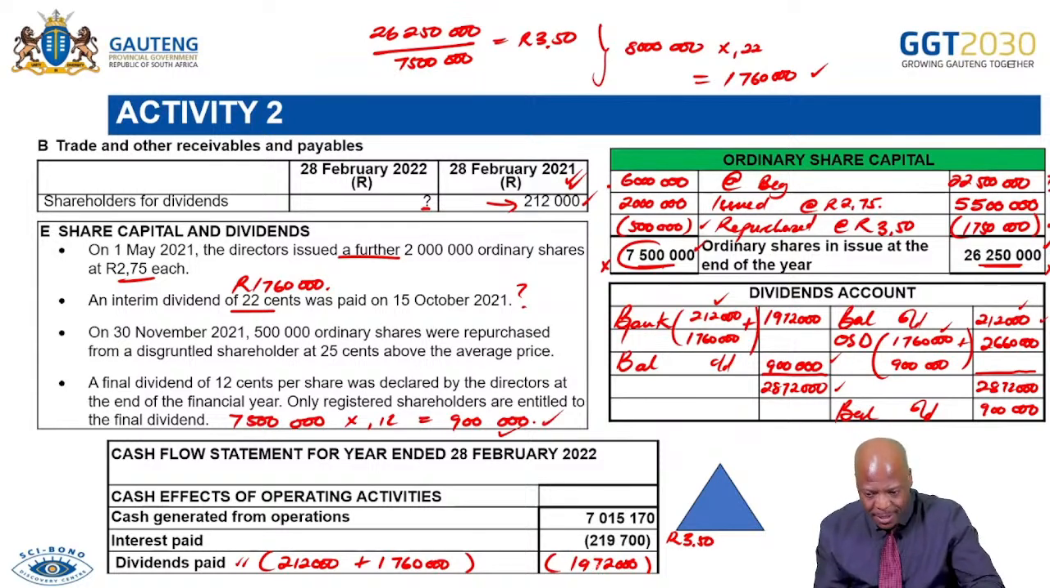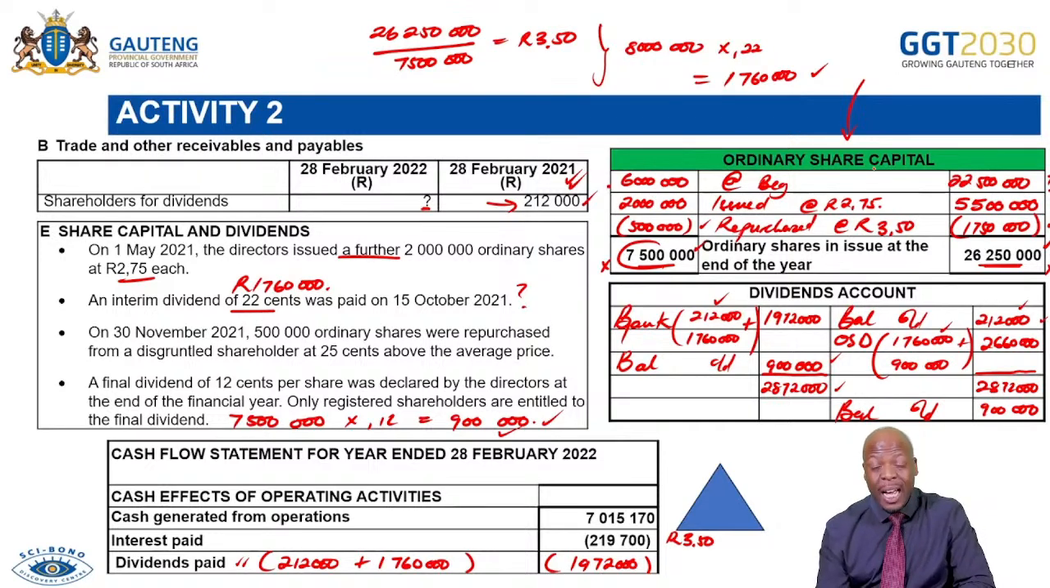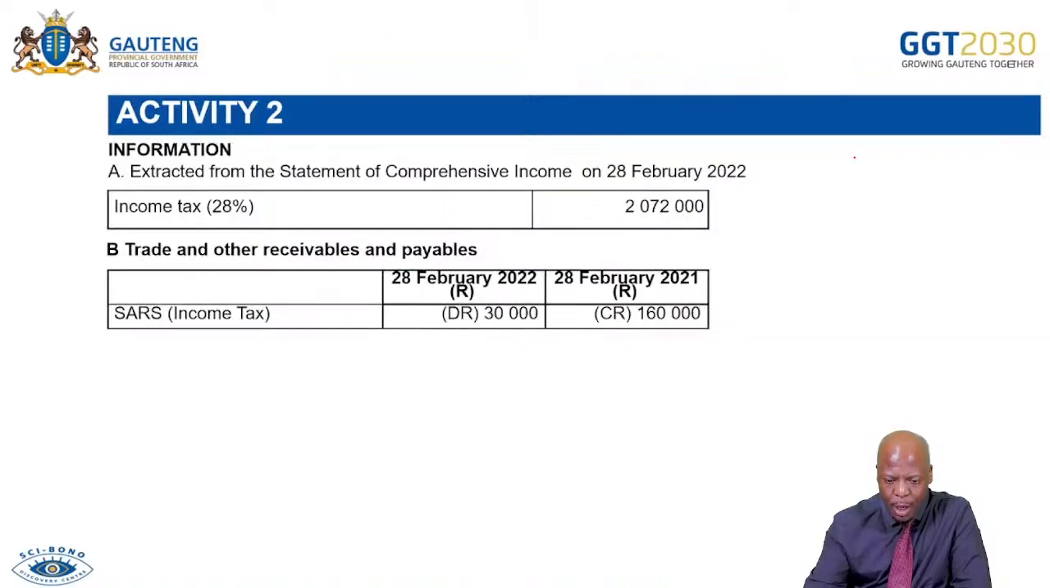If we understand this, remember what we have done here on this note. It's going to help us as we go further, as we prepare our cash flow statement when we come to the financing activities. All right, so let's go on to the next aspect then. Okay, the next aspect is going to be on your taxation, your income tax.